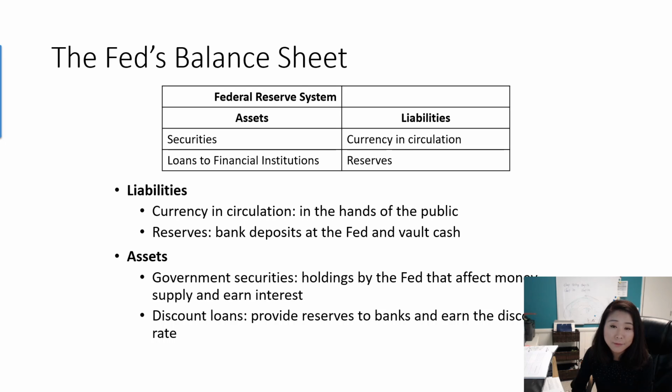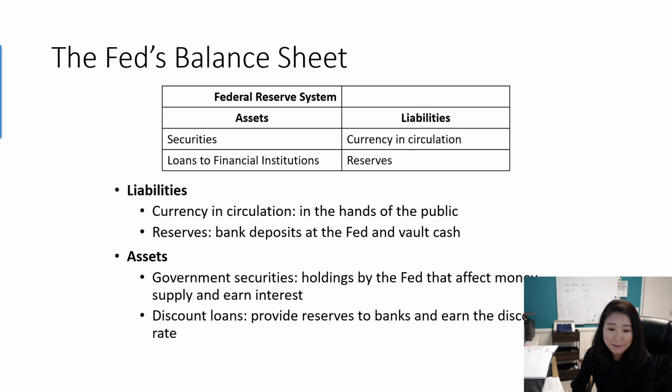And so the loans to financial institutions. This is easier to understand. Basically, the Fed lends money to the financial institution. So therefore, the financial institution owes the Fed. Therefore, this is an asset, an item owed to the Federal Reserve. The commercial banks and other financial institutions borrow money from the Fed. Therefore, this becomes part of the Federal Reserve system's assets.